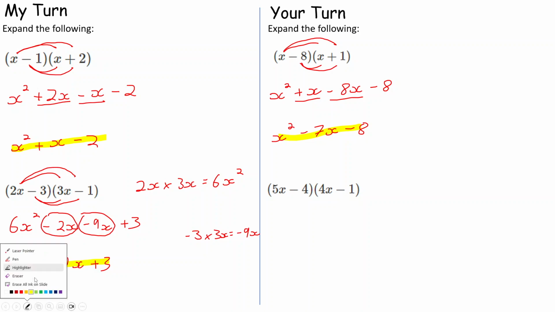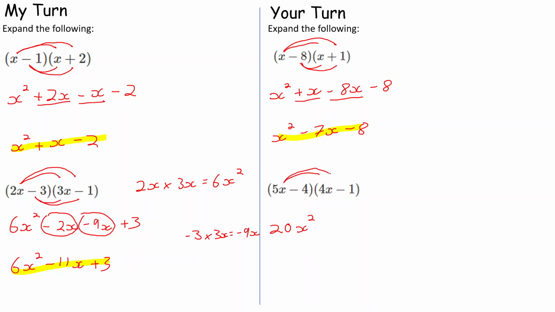Your second one, again, expand the brackets. So we've got 5x timesing it by 4x. 5 times by 4 gives you 20. X timesing it by the x gives you x squared. 5x times by negative 1 is going to give you negative 5x. Negative 4 times by 4x, or minus 4 times by 4, it's going to give you negative 16, and you've got the x there. Negative 4 times by negative 1 is going to give you plus 4.